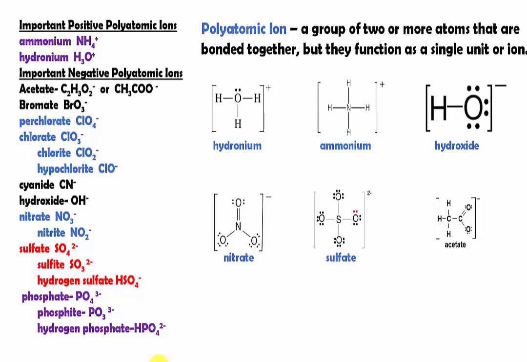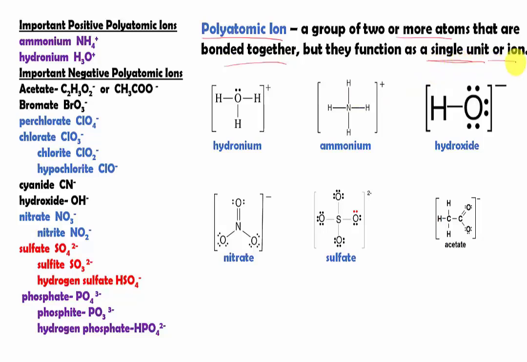In this case, we're going to learn how atoms can work together and bond together and function as a unit of ion. These are called polyatomic ions. So polyatomic ions are basically a group of 2 or more atoms that are bonded together, but together they function as a single unit or a single ion.